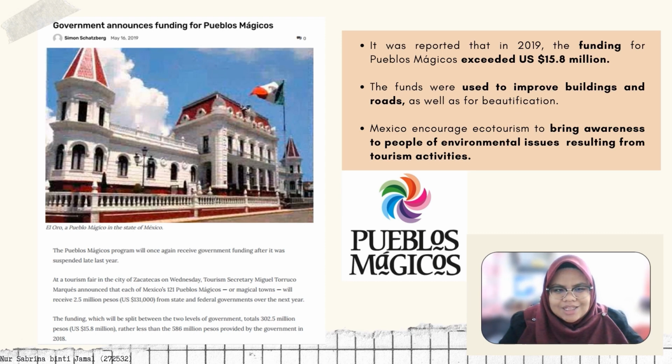It was reported that in 2019, the funding for Pueblos Mágicos exceeded $15.8 million, which would have been impossible without the economic growth of Mexico. The funds were used to improve buildings and roads, as well as for beautification efforts like street sweeping and painting of the magic towns. As a result, environmental problems in Mexico can be reduced or avoided, as the policies and programs to encourage ecotourism can bring awareness to people of environmental issues deriving from tourism activities. From this, we can see how Mexico is using its economic growth to solve the environmental problems caused by the tourism industry in the country.